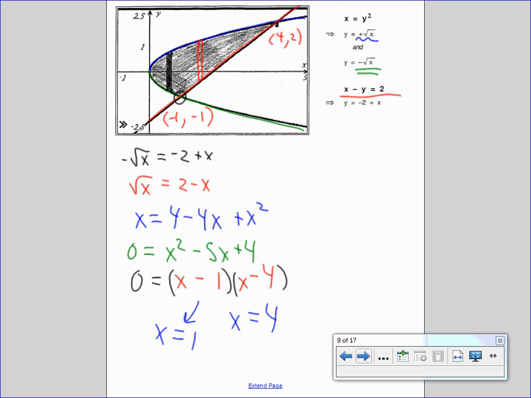So where do you get that? Negative 1 comma negative 1? 1 comma negative 1. Good. I'm having a hard time plugging in a negative to that green square root function. So 1 comma negative 1. Much better. Are we right now? 1 comma negative 1 and 4 comma 2?